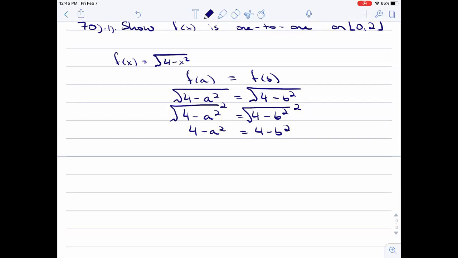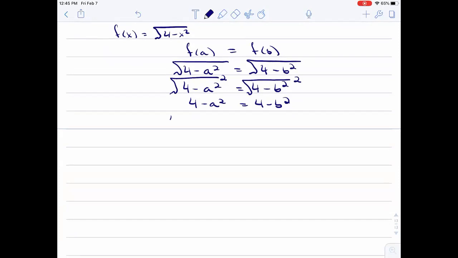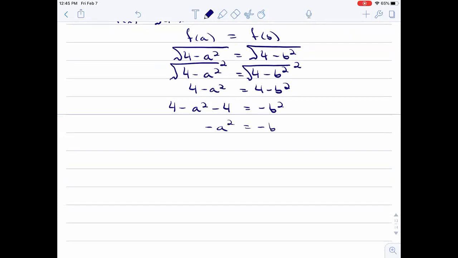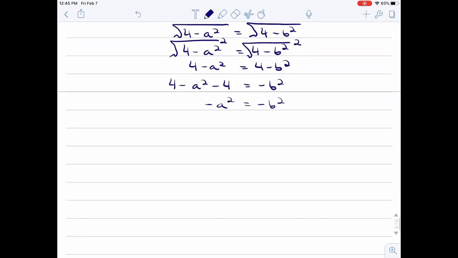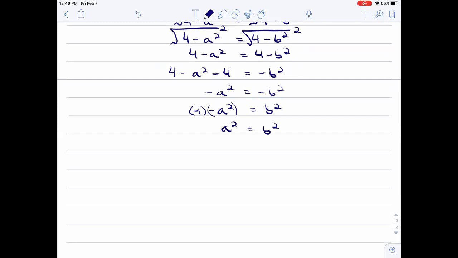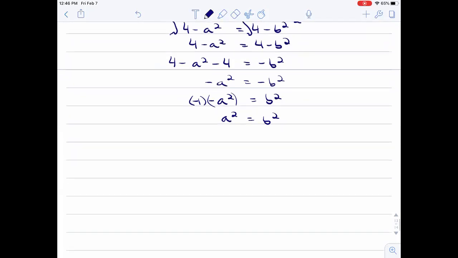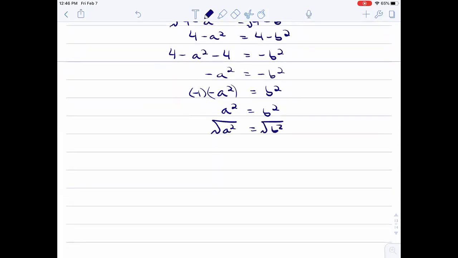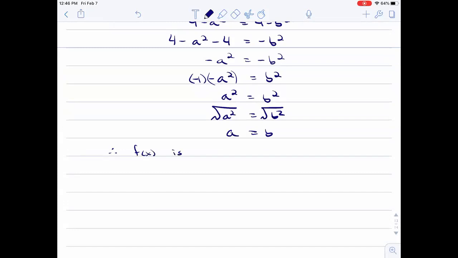I can subtract 4 from both sides. Doesn't really matter which way you're moving, but we get 4 minus a squared minus 4 is negative b squared. 4 minus 4 goes away, so I have negative a squared is equal to negative b squared. Looks promising, right? Divide both sides by -1, or even multiply both sides by -1. I get a squared is b squared. I'm going to take the square root of both sides. Square root of a squared is the square root of b squared. Would you look at that? A is equal to b. So therefore, f of x is 1-to-1.